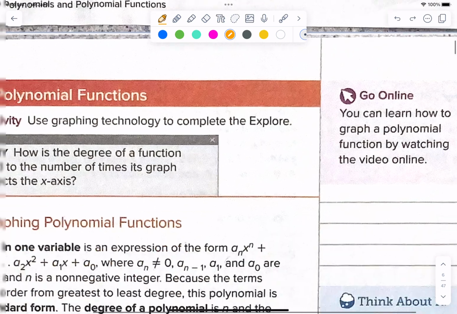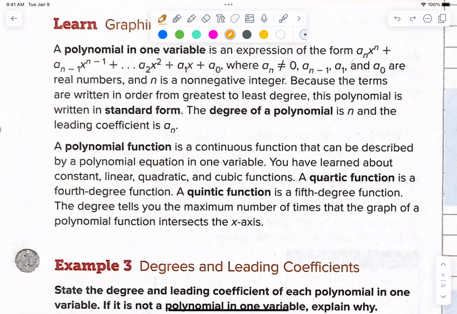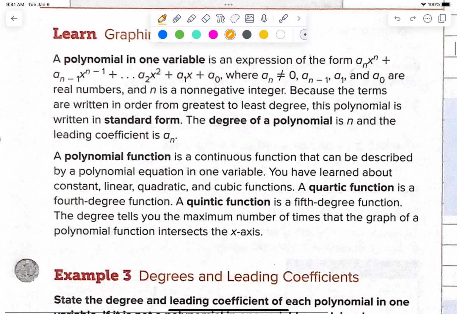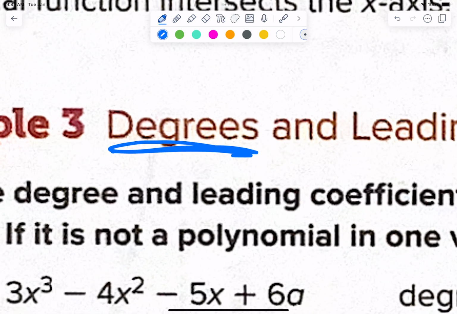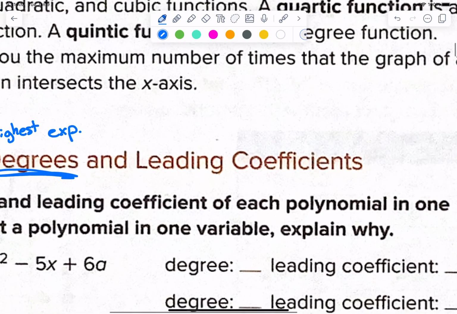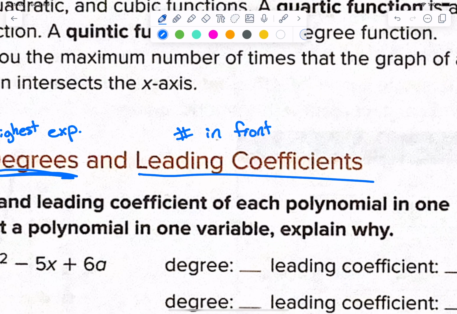All right. Moving on. Example 3. Are you guys all with me? Let's talk about degree and leading coefficient. What does degree mean? The highest exponent, the highest power, right? And then the leading coefficient is the number in front of the highest exponent, of the highest degree. Now be careful because sometimes they try to trick you.